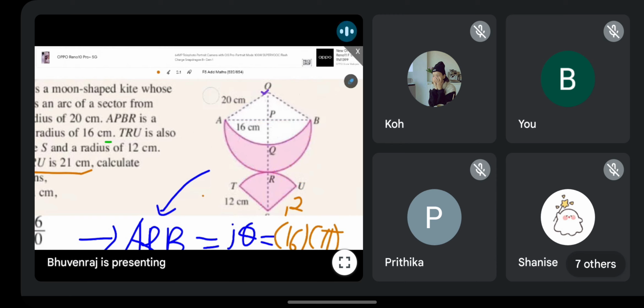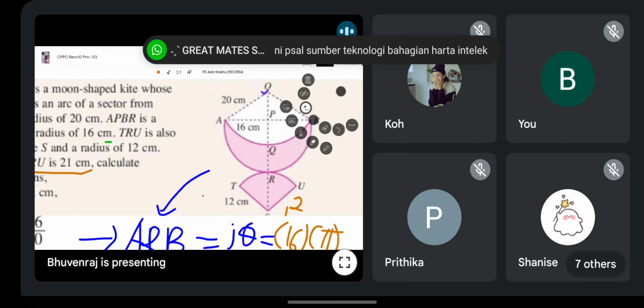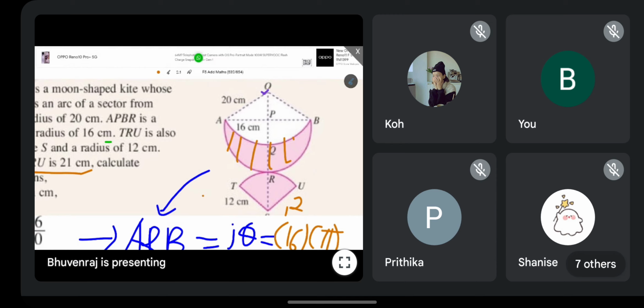You tell me the concept, how to get this area. This one. How do I get this area? Can anyone tell me the idea? Macam mana kira luas yang ni? This one might need some time to count. So anyone? What's the concept to get AQB?